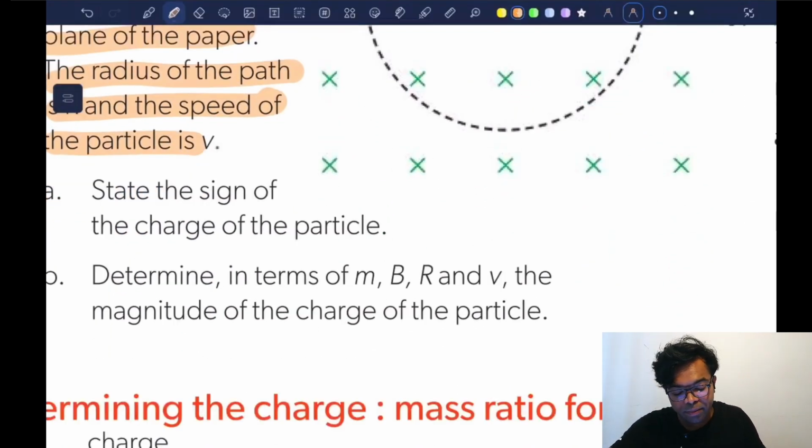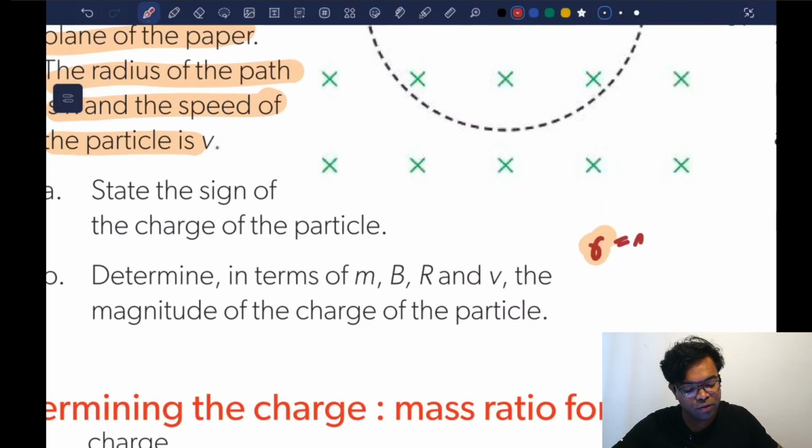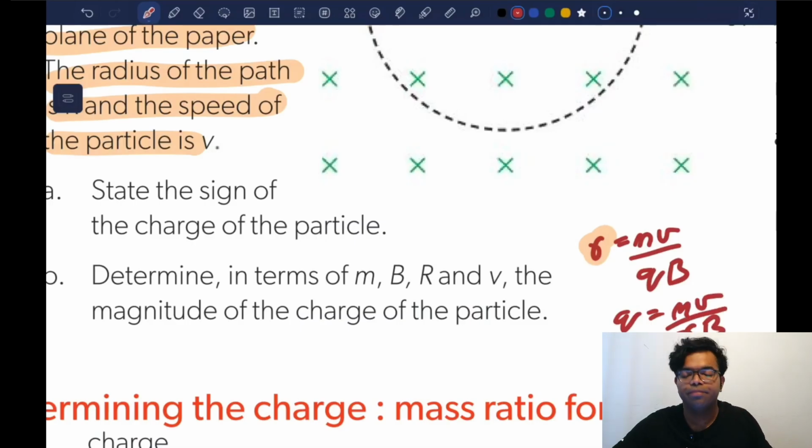Next. Determine, in terms of mass, the magnetic field, the radius and the velocity, the magnitude of charge on the particle. So we know that R is equal to mv upon qB, right? Therefore, your q will be mv upon rB. That's it, finished. That's the answer, right?